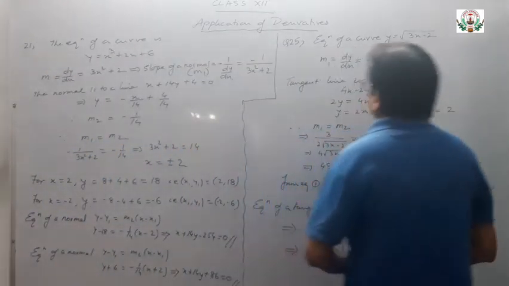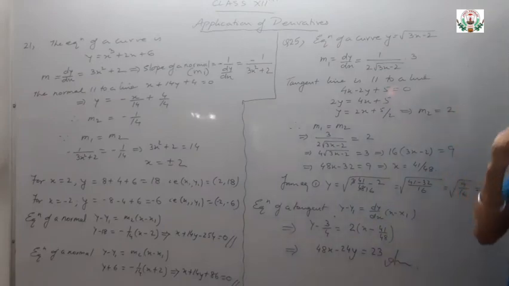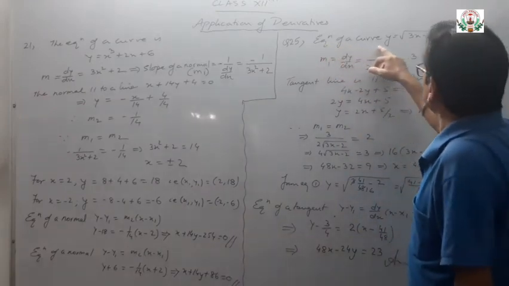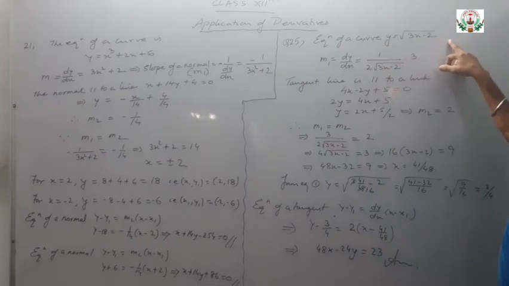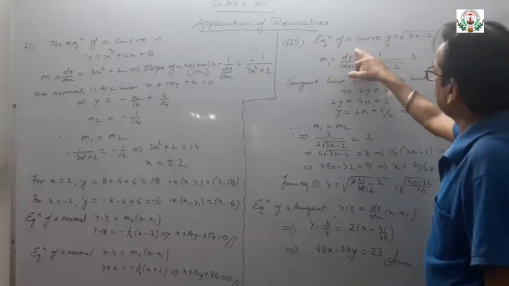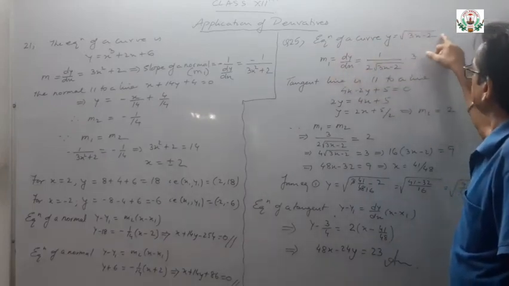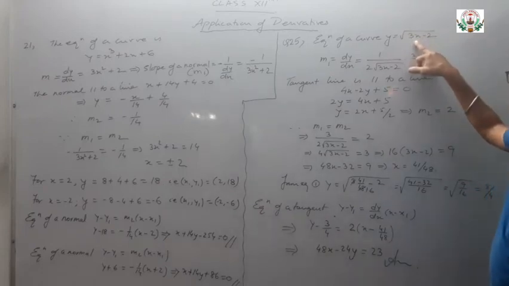Now question number 25 is the most important question. The equation of the given curve is y equals under root 3x minus 2. m1, dy by dx equals, we will take 3x minus 2 equals t.